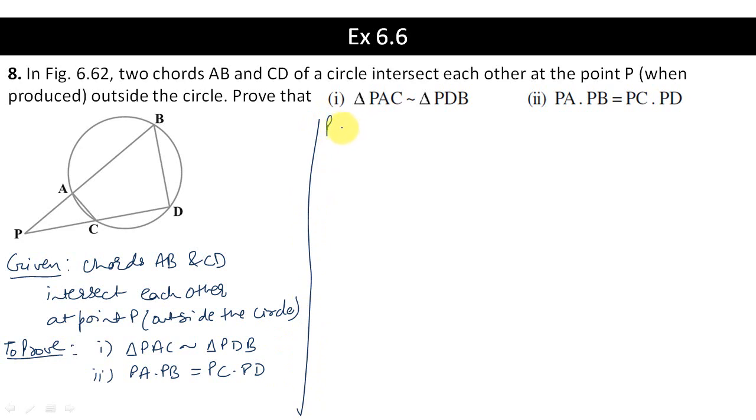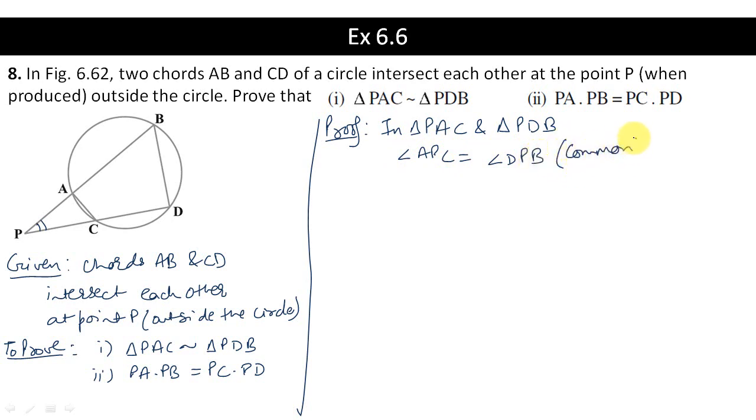So in order to prove these two triangles similar, in triangle PAC and triangle PDB, this angle is common in both the triangles. So angle APC is equal to angle DPB. This is common. We need one more angle to prove the two triangles similar. So if we assume this angle as 1, this is 2, and this is 3.